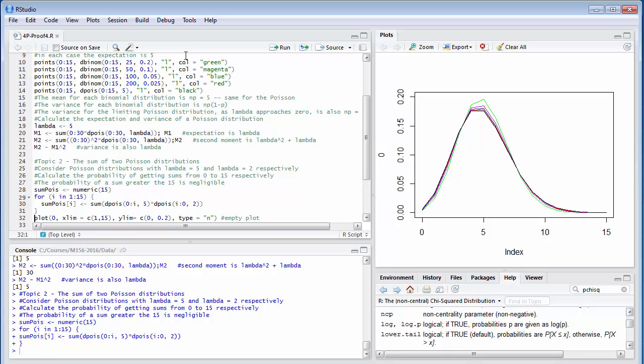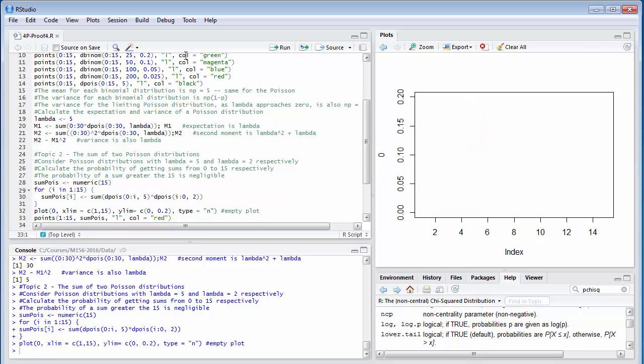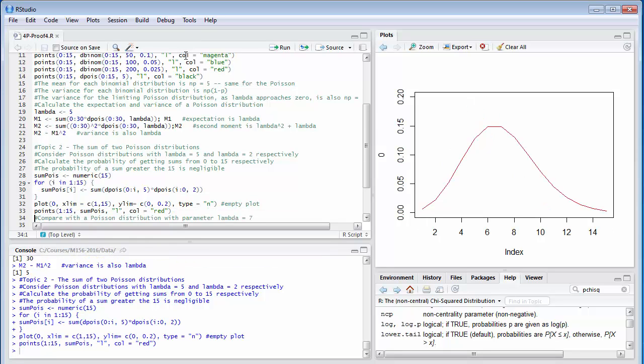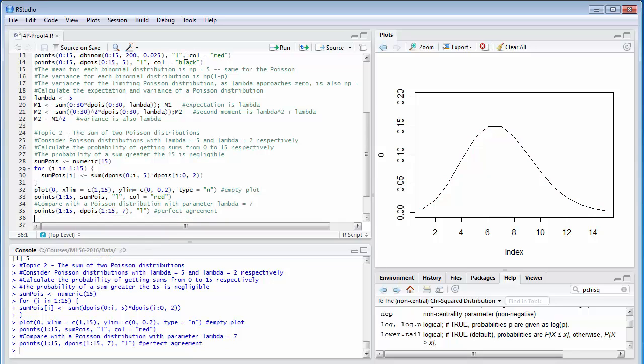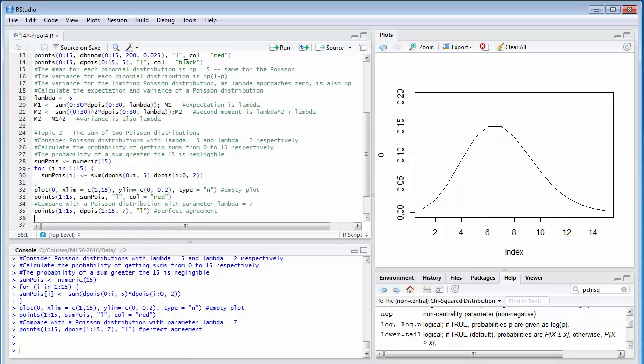Now we've got this. Make an empty plot. Plot the value for 1 through 15. What's proved in one of the proofs of the week is that the result is a Poisson distribution whose parameter is 5 plus 2, or 7. We plot that in a different color. We get perfect agreement, and that ends this script. That was quick.